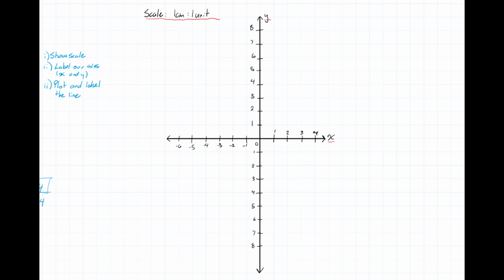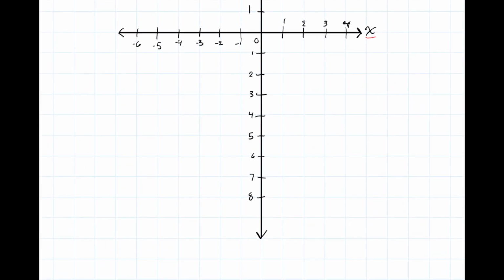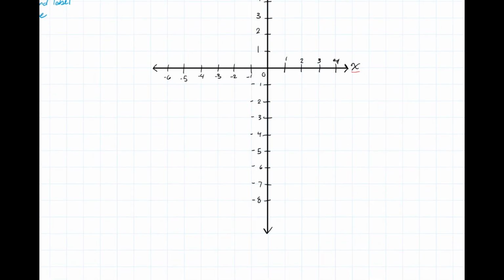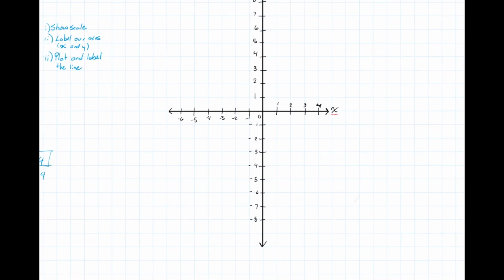Now I can see here I made a mistake and I actually didn't label these as negative. So I can just go back and do that. So it's very easy to make mistakes on this, so it's good for you to ensure that you always cross-check your work.